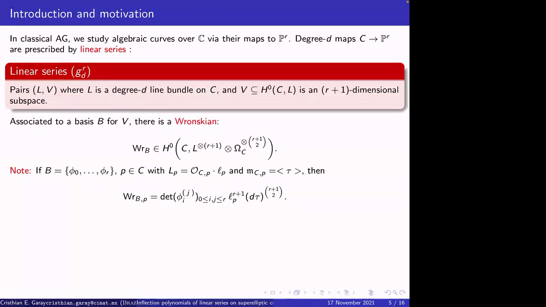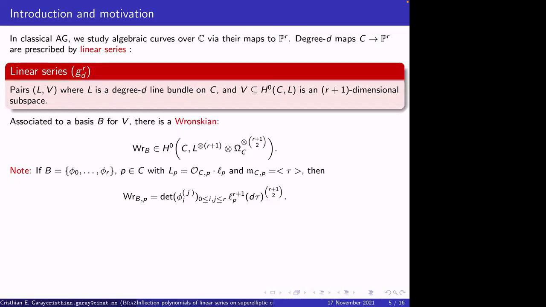So the main player here is that once you choose a basis for your vector space, you have access to a specific section of this line bundle, which is displayed here. The section is called the Wronskian. And here I give you the recipe to compute it concretely. You take your basis, it has R plus one elements, and you take a point on your curve. The curve is smooth and proper.